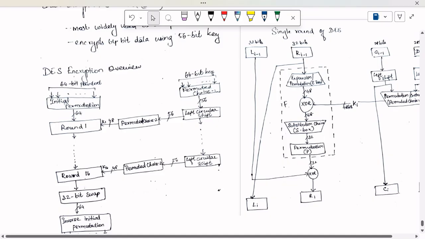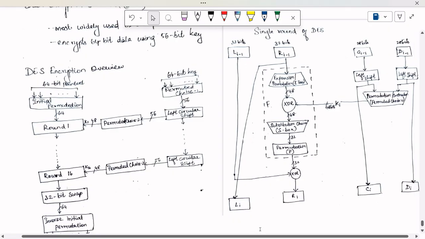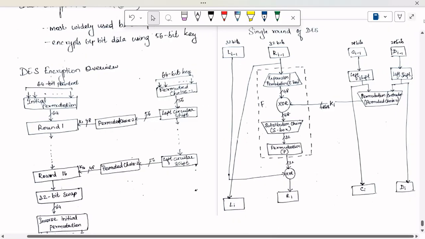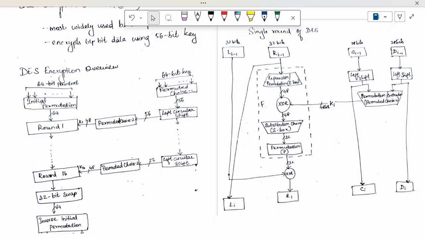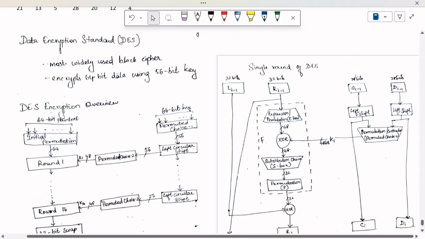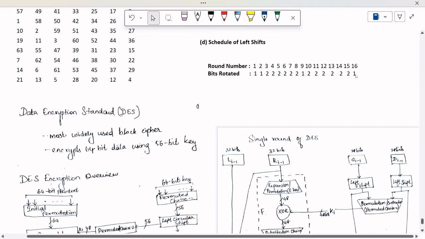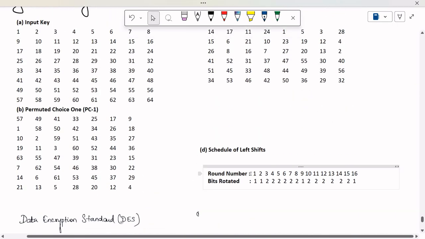permuted choice 1. And next comes the left circular shift. As discussed earlier, this 56 bits is not again directly used. Instead, it is going to be divided into two halves, 28 bits and 28 bits. And each 28 bit comes across a left circular shift. Left circular shift in the sense by some set of bits, the bits is going to be shifted, right? So this number of bits shifted is not going to be similar for all the rounds. Here you can see this left circular shift is going to be done in 1 bit.